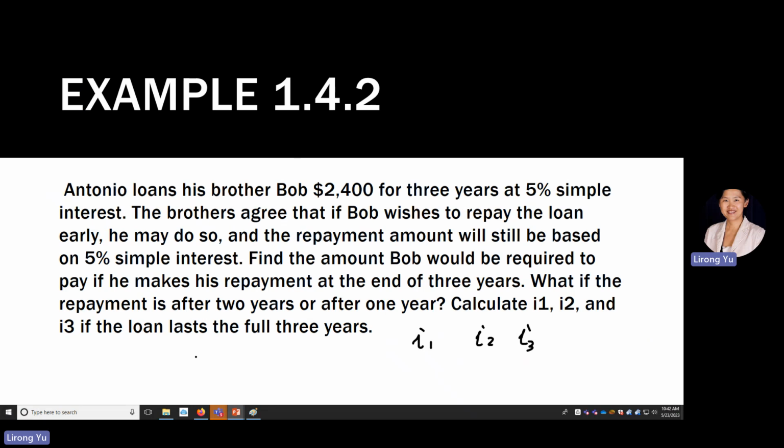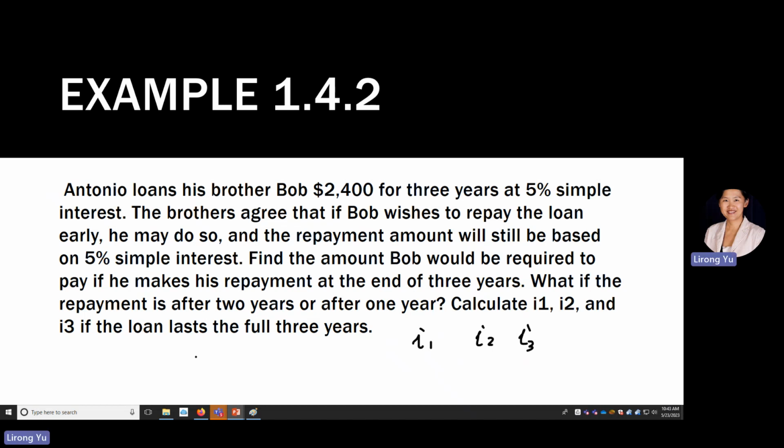All right, second example. Antonio loans his brother Bob 2,400 for 3 years at 5% simple interest. The brothers agree that if Bob wishes to repay the loan early, he may do so, and the repayment amount will still be based on 5% simple interest. Find the amount Bob would be required to pay if he makes his repayment at the end of the 3 years. What if the repayment is after 2 years or after 1 year? Calculate I_1, I_2, and I_3 if the loan lasts the full 3 years.